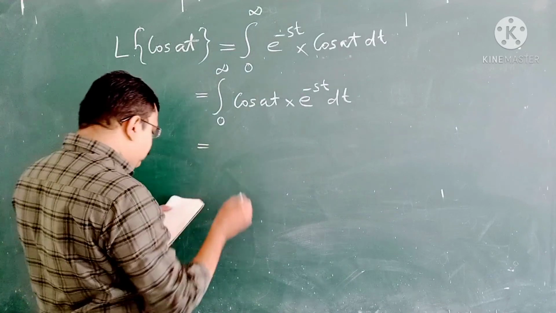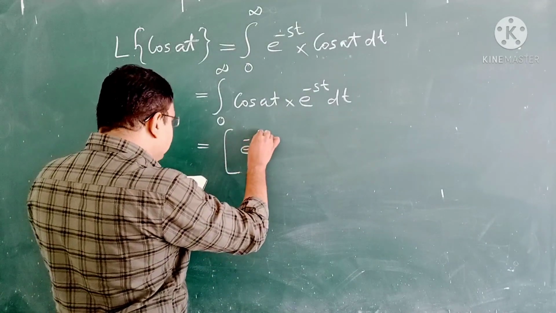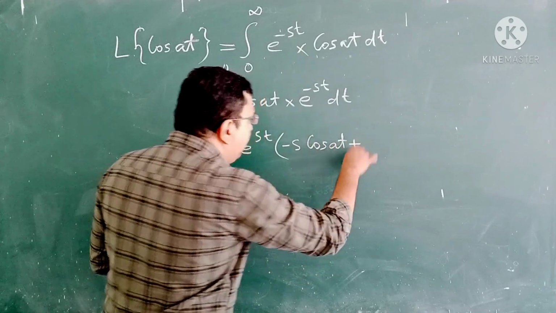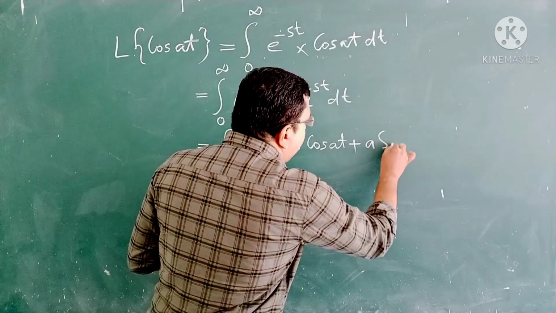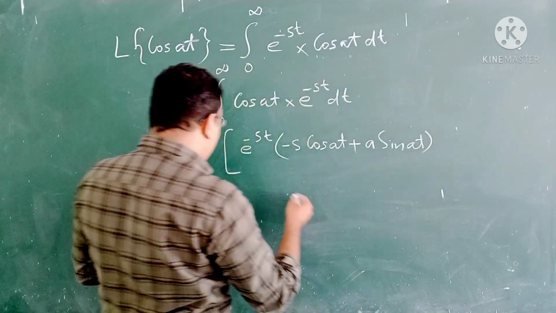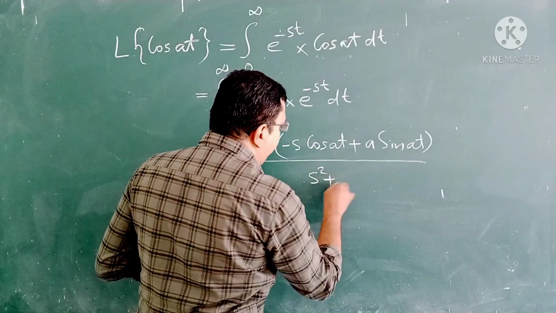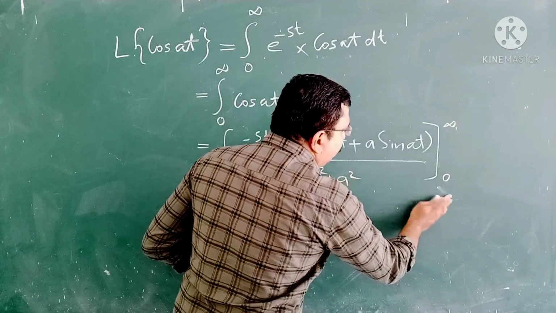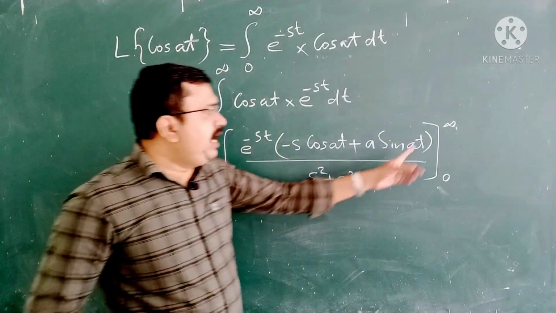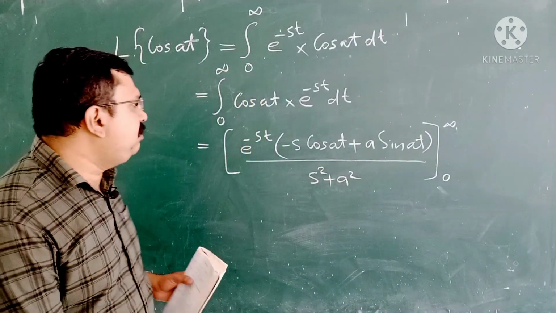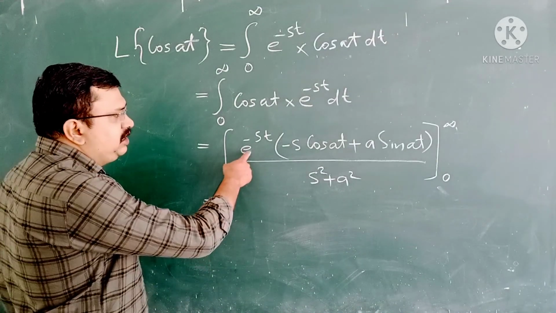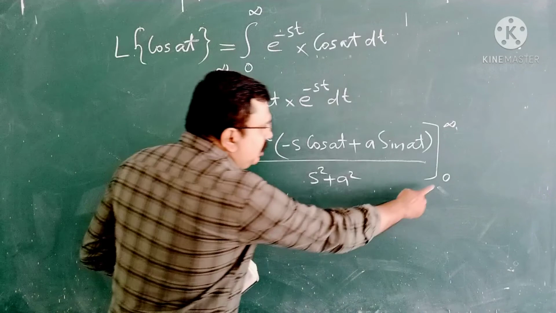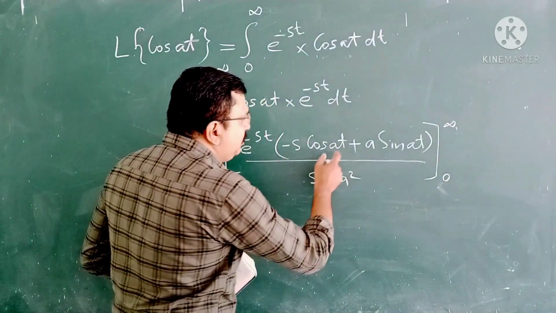When we solve, we get e raised to minus st into minus s cos at plus a sine at, the whole divided by s square plus a square. Now we apply the lower limit 0 and the upper limit infinity. For the upper limit, e raised to minus infinity becomes 0, so the first term is 0. Minus, for the lower limit, we replace t by 0.